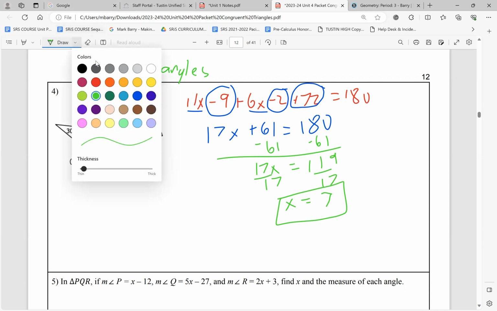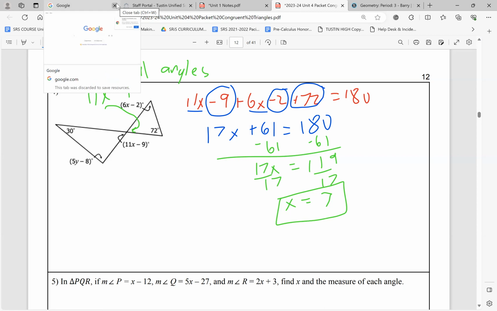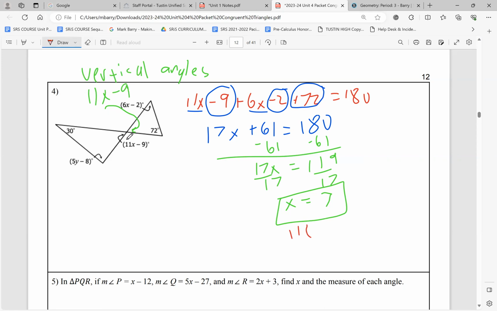Okay, so the first step for finding y, I want to get a number angle for this one up here since we know x now. I'm going to plug x into this formula, 11x minus 9. So 11 times 7 minus 9 would be 77 minus 9 would be 68. All right. So we know then that this angle right here is 68 once we know what x is.